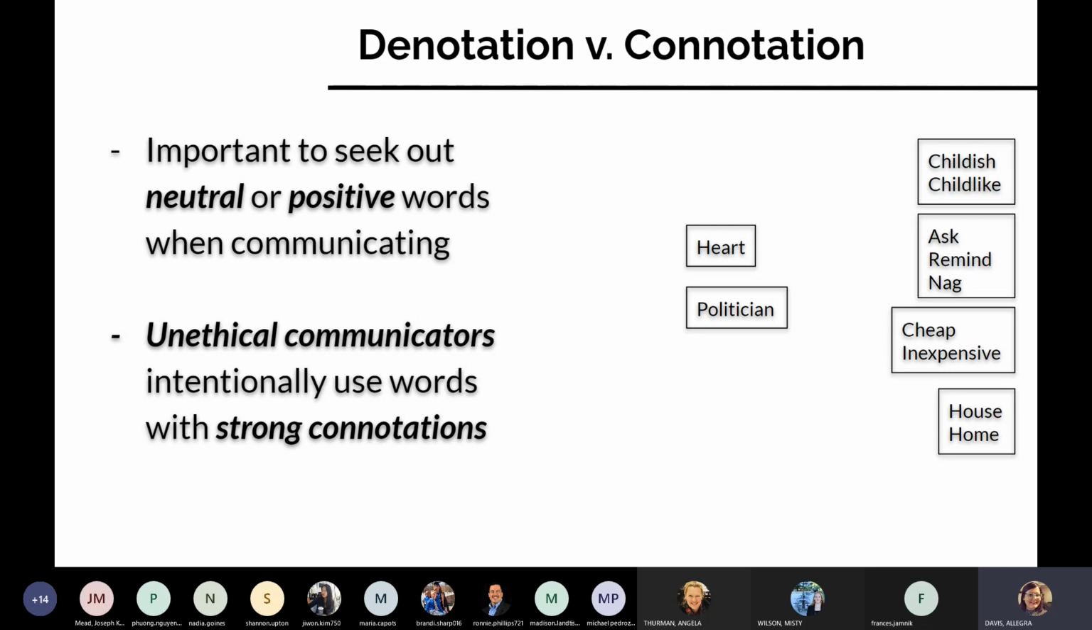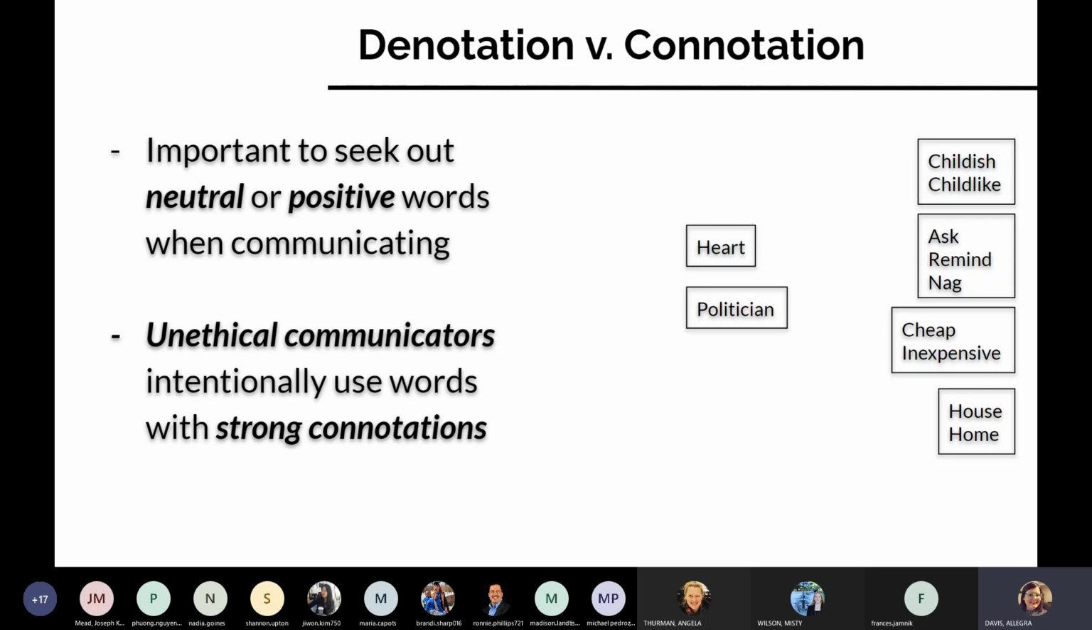So what politicians and media outlets should do is use neutral or positive words to communicate. They should be aware that some words have particular connotations, and they should try to avoid words that intentionally stir up emotion. Unethical communicators, and that includes people who are trying to sell you something or persuade you to do something, sometimes do so unethically. They intentionally use words that have very strong connotations to get you to feel a certain way.